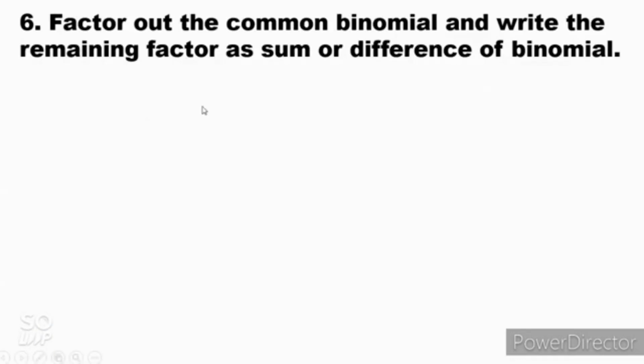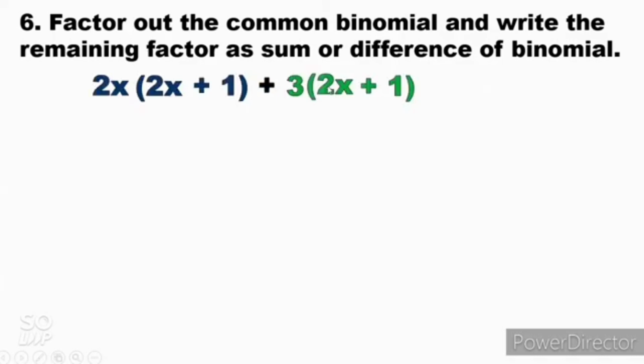Okay, next we have step number 6. Factor out the common binomial and write the remaining factor as sum or difference of binomial. So we have now 2x times the quantity of 2x plus 1 plus 3 times the quantity of 2x plus 1. Okay, 2x plus 1 and 2x plus 1.